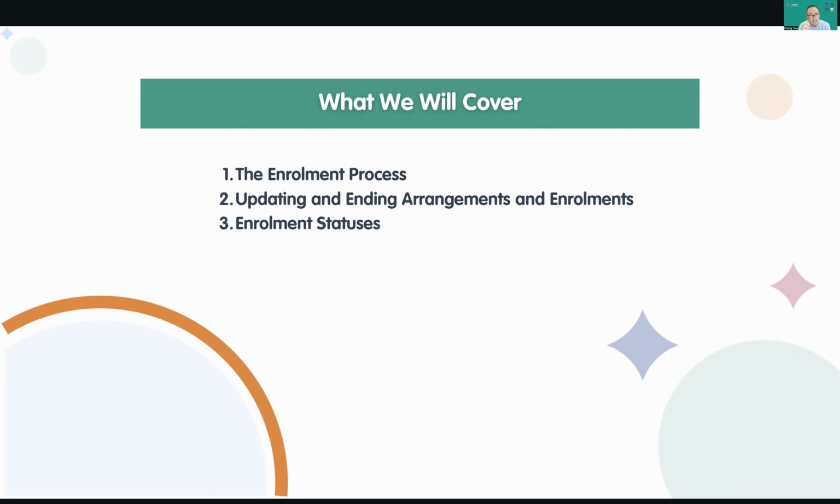We'll also go through updating and ending arrangements and enrollments. So we'll touch on when you have to cease an enrollment, or when enrollments actually cease on their own. And the last point we'll touch on is enrollment statuses. There are 7 statuses for enrollments, and we'll take you through the various stages of that as well.